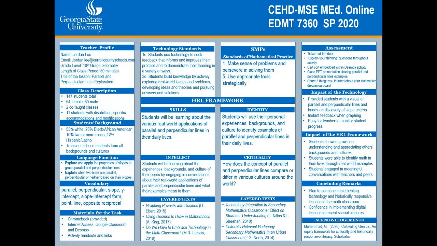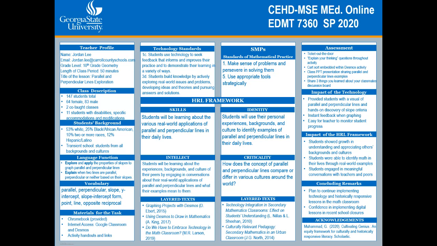Now, this was a 2-part lesson. The first part was just having students explore the slope criteria using Desmos. And the second part incorporated the HRL framework, which we will talk about briefly. Students were asked to find examples of parallel and perpendicular lines within their own personal lives and bring in examples to share with the class in order to give a glimpse of their own background and culture and tie it back to the math that we were learning.